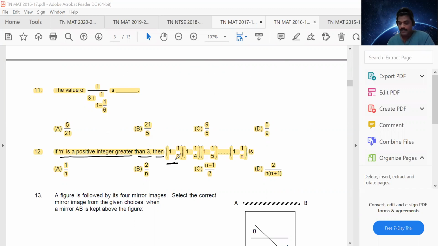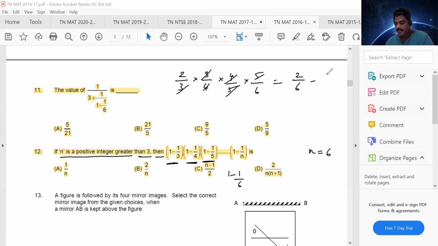First of all, what is 1 minus 1 by 3? It is 2 by 3. What is 1 minus 1 by 4? It is 3 by 4. What is 1 minus 1 by 5? That is again 4 by 5. Now, what I will do, I will take the value of n as 6. So 1 minus 1 by 6 will become 5 by 6. Everything gets cancelled over here and I am left with 2 by 6, which is 1 by 3. Now, in whichever option you are getting 1 by 3 upon substituting n equals 6, that will be your answer. In that case, option B will be my answer. So using the elimination method. Next.